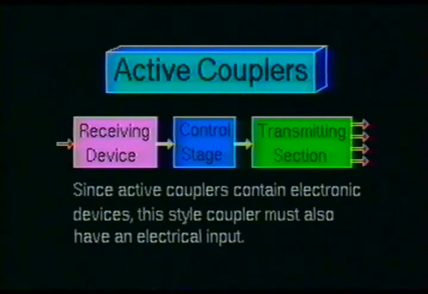Now let's examine the active coupler. Active couplers contain a receiving device, a control stage, and 1 or more transmitters. The transmitters are used to boost the incoming signal to its original strength. Let's examine a simple active coupler and see how it works.